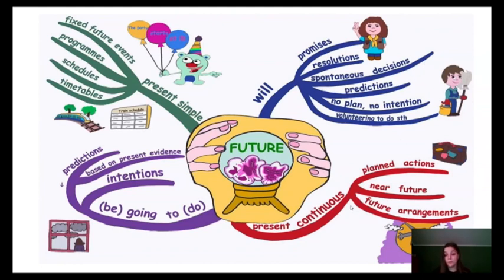Present continuous is used for planned actions, for the near future, and future arrangements. We are flying to London next week, or we are traveling to Europe this month. So something that is planned for the near future.